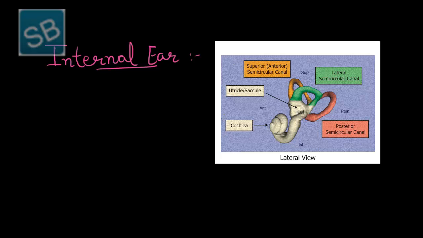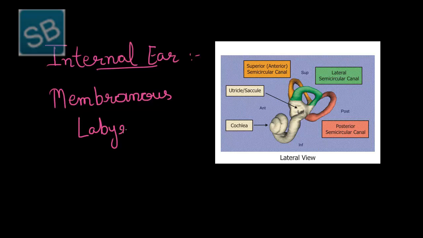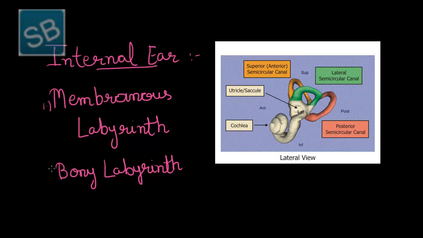Now we will understand about the third part of the ear, which is the innermost portion, that is internal ear. This figure depicts the structure of internal ear. Now internal ear basically consists of two portions, membranous labyrinth and the second portion, bony labyrinth. These two portions constitute the internal ear.